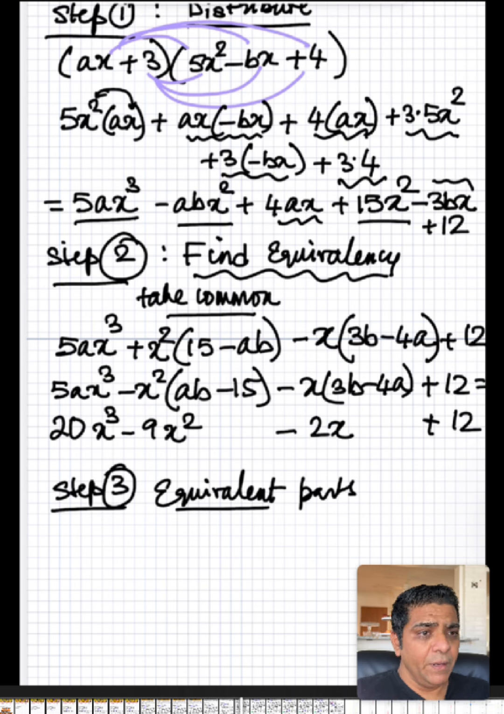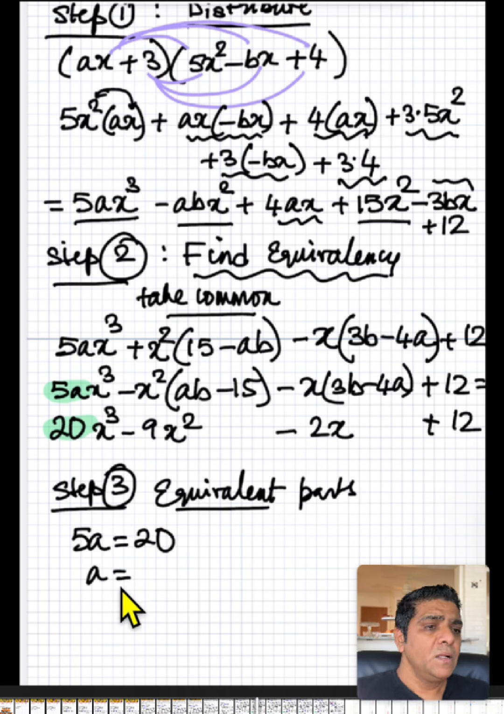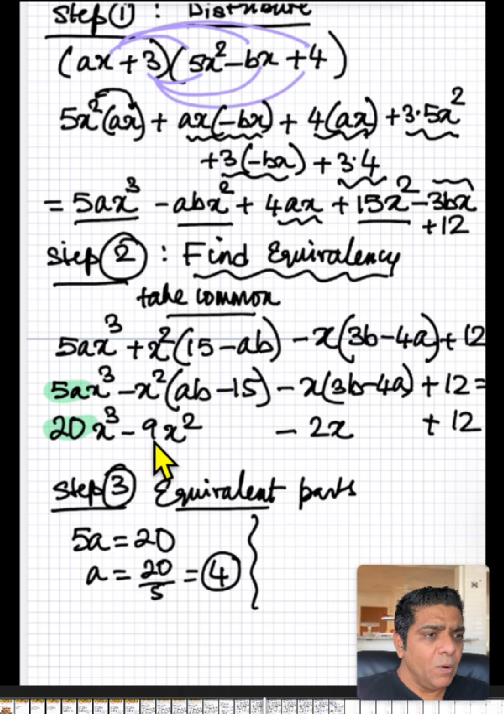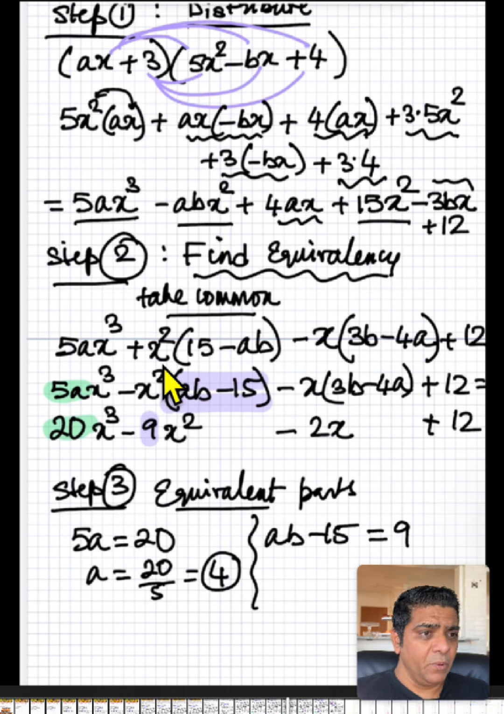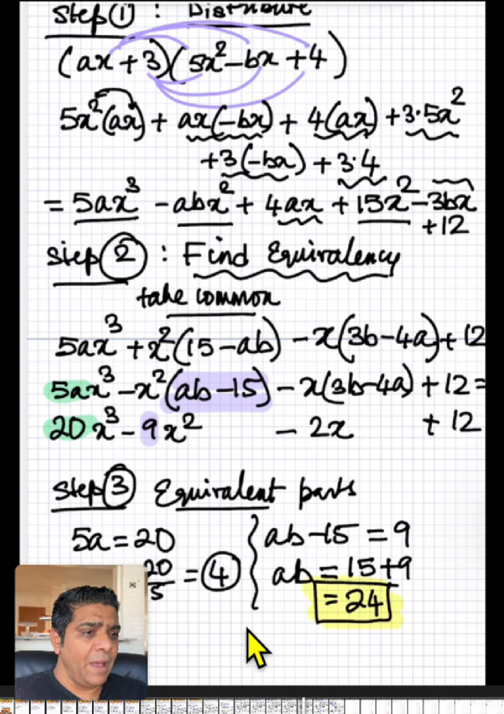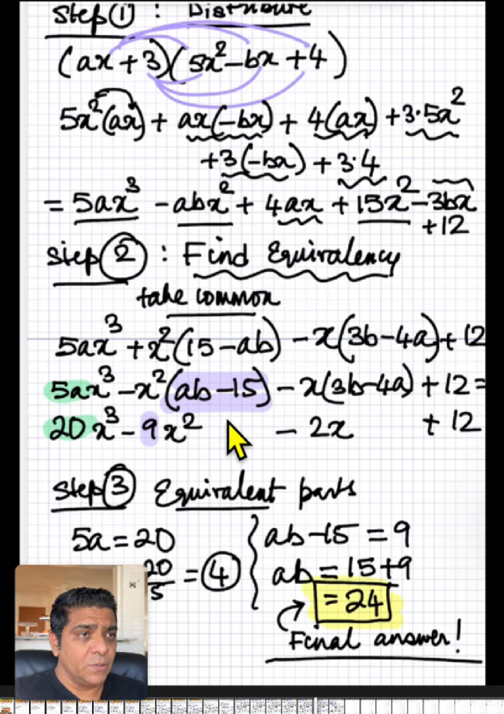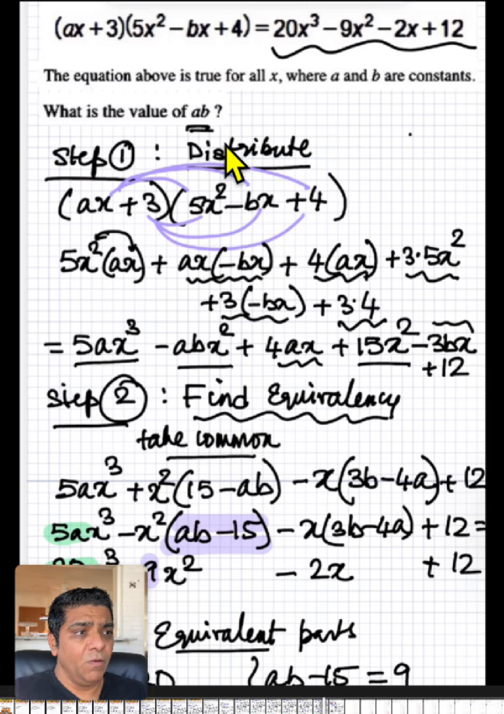Equivalent parts: we can set 20 equals 5a because both have x cubed, and then solve for a. But if you go a little further, you will see that is not actually necessary, because you can take 9 and set it equal to ab minus 15, since both of them have this negative x squared. When we do that, ab minus 15 is 9, so ab is 15 plus 9, which is 24. That's what we need to find, the value of ab. That's the final answer, so that's the algebraic solution of what we are trying to find.